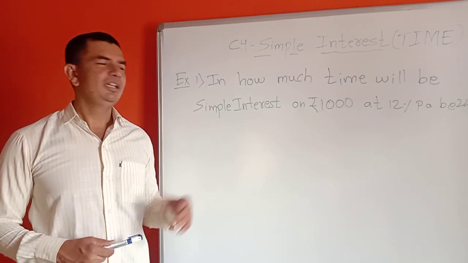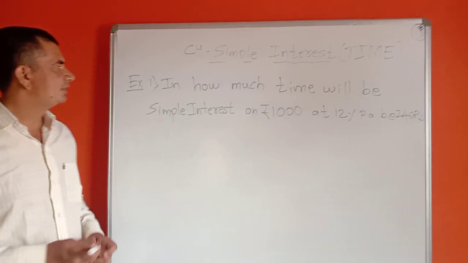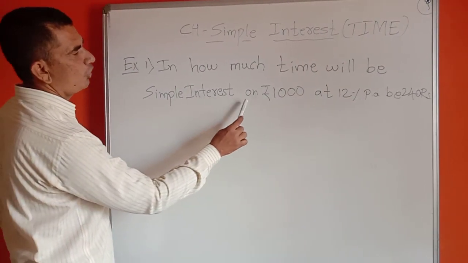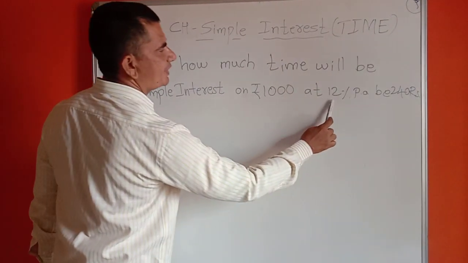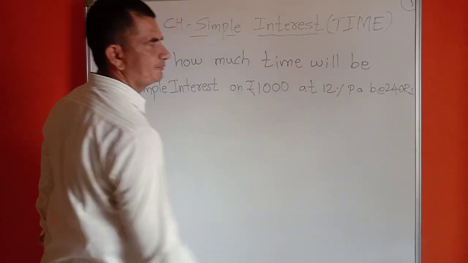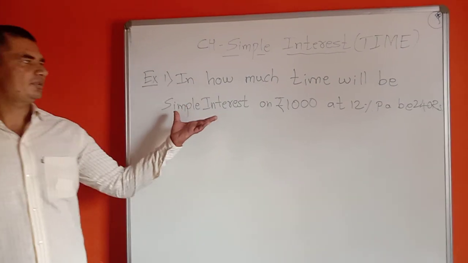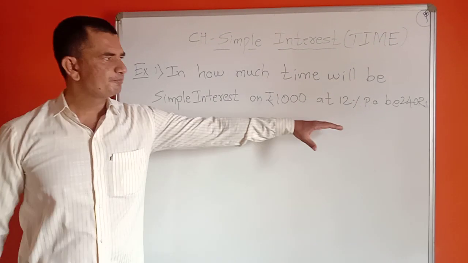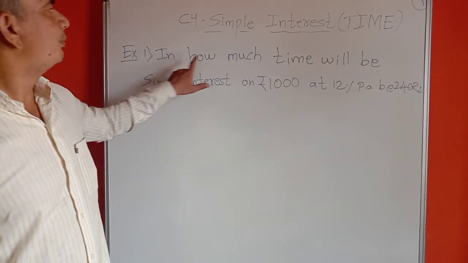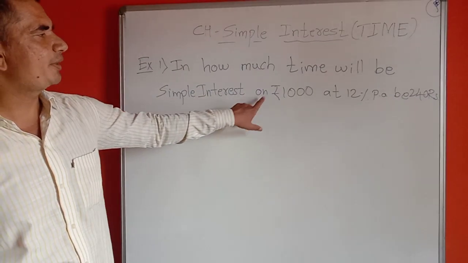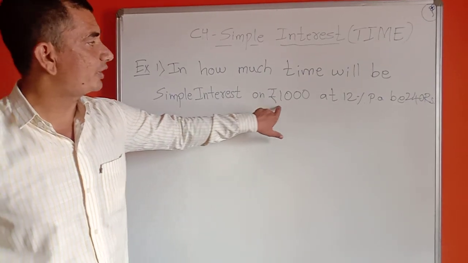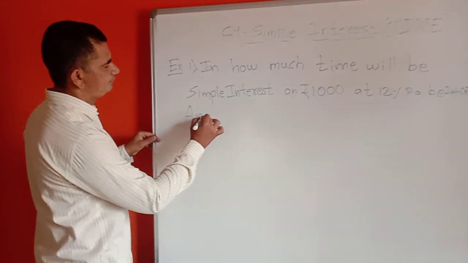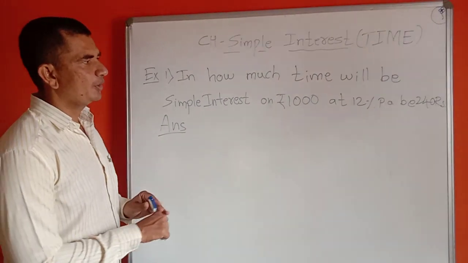So students, let's see. I have written one example here: in how much time will the simple interest on rupees 1000 at 12% per annum be rupees 240? So we don't know the time here. They have given the simple interest and the rate of interest, and the principal is rupees 1000. First, given data: let's see in the answer. We have to write what they have given.